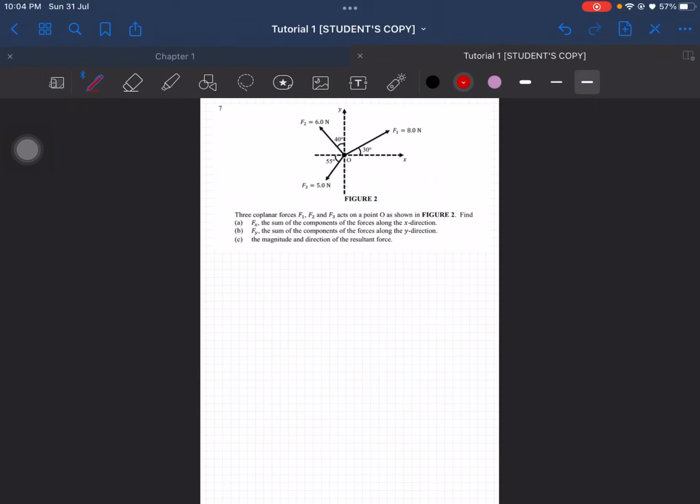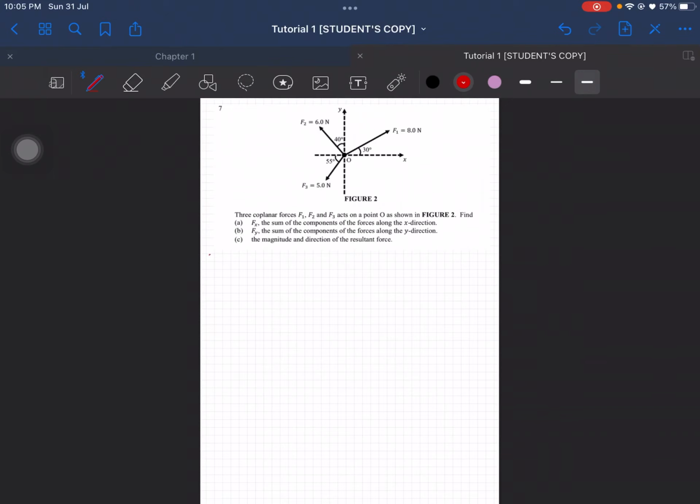Alright, question 7. The diagram shows three coplanar forces F1, F2, and F3 which act on a point O here. We have to find Fx, which is the sum of the components of the forces along the x direction, Fy, the sum of the components of the forces along the y direction, and lastly the magnitude and direction of the resultant force.